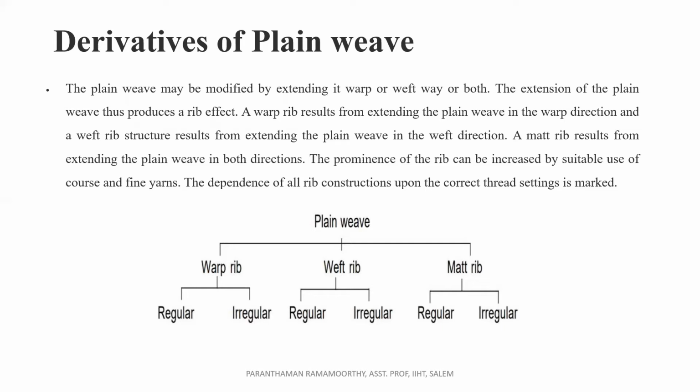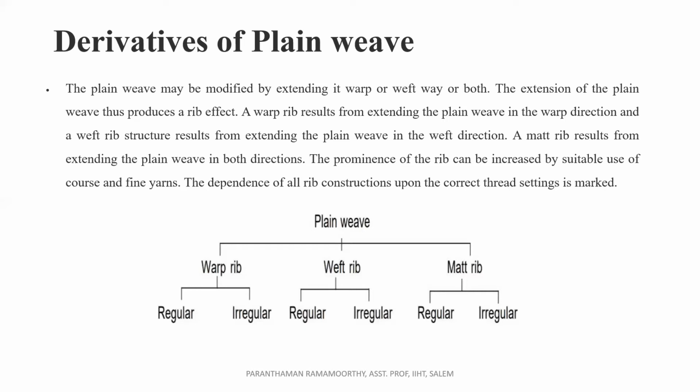extending the plain weave in the weft direction. A matte rib results from extending the plain weave in both directions. The prominence of the rib can be increased by suitable use of coarse and fine counts of yarns. The dependence of all rib construction upon the correct thread setting is marked.